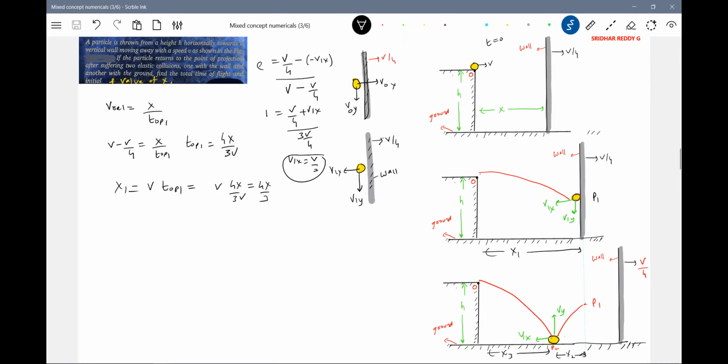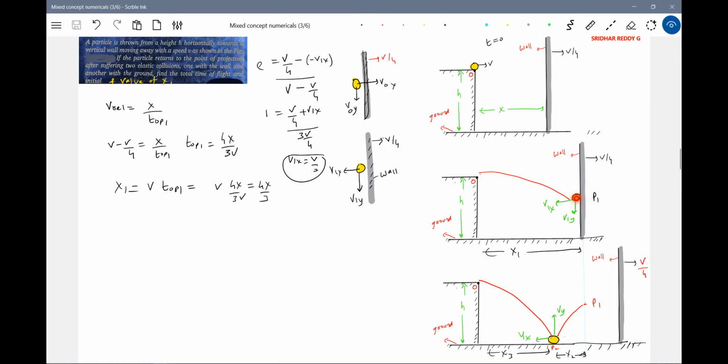So I'll directly get into it. Do we know TOP1? 4x by 3v. Do we know T2 plus TP1P2 and P2O? The time taken to move from P1P2 to P2O. I think it should cover the distance x1 only, no? With a speed of how much? With a speed v1x. Don't go for any calculation.